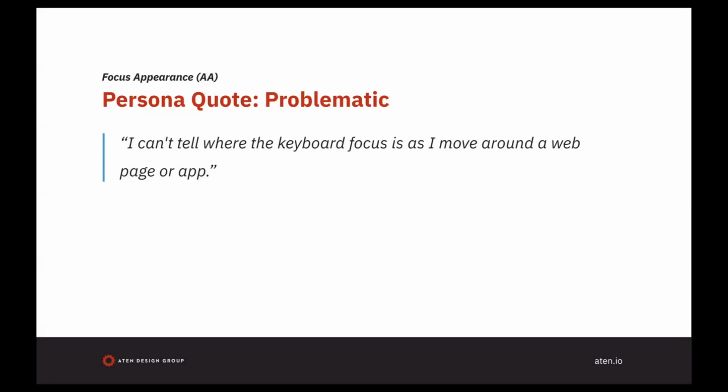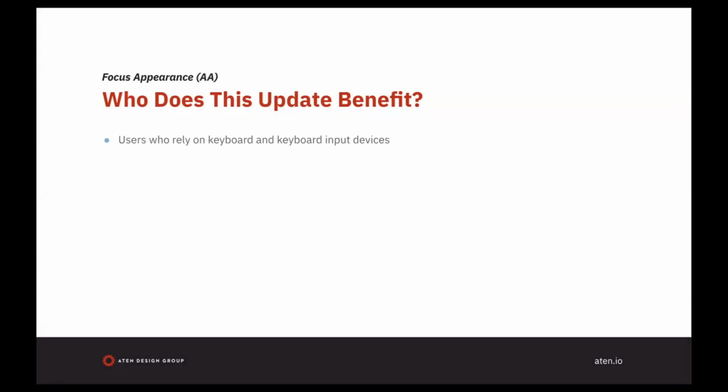A great problematic quote that you may hear is something like, I can't tell where the keyboard focus is as I move around a web page or an app, and this could be because of contrast or because it's not thick enough. So who does this update actually benefit? Well, this benefits the same users from those first two focus not obscured criteria that we went over originally. That's because all the focus criteria rely on each other for an overall great experience. So let's jump into a couple of examples.